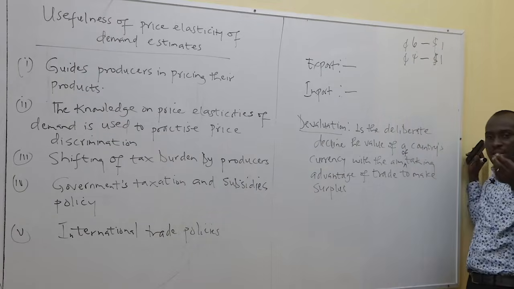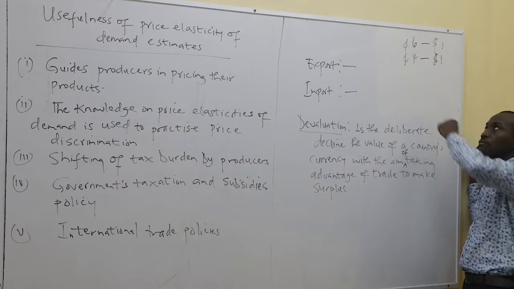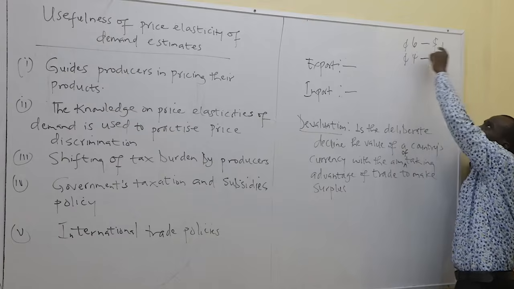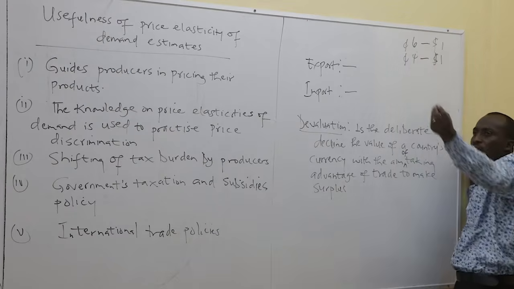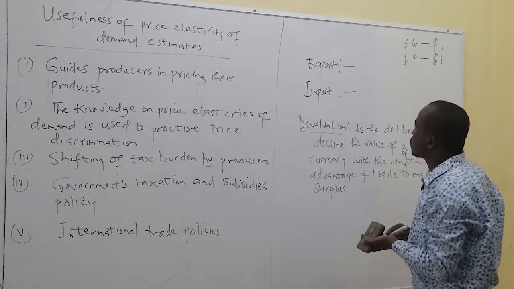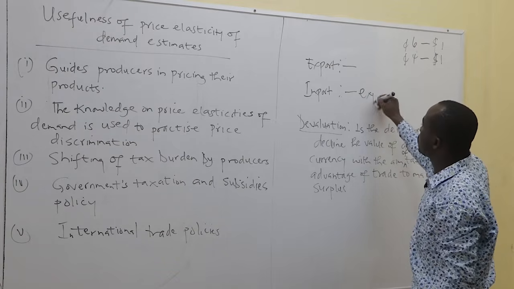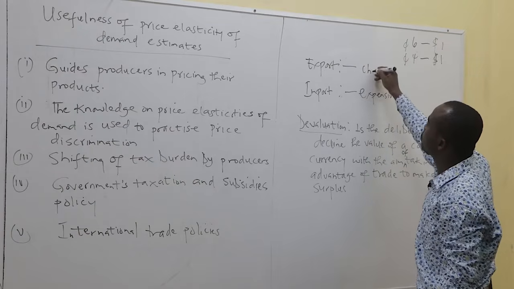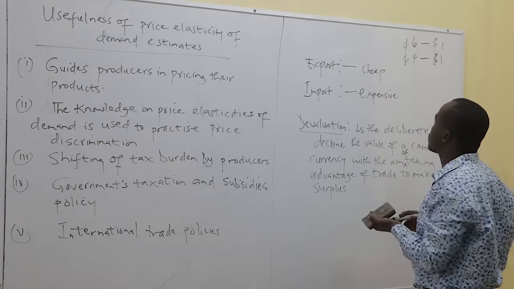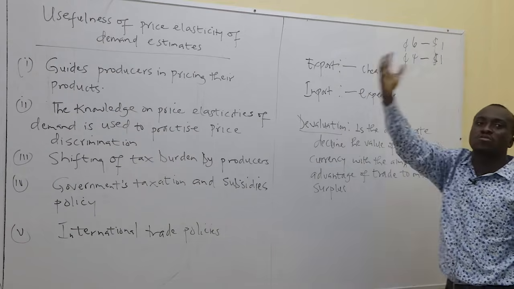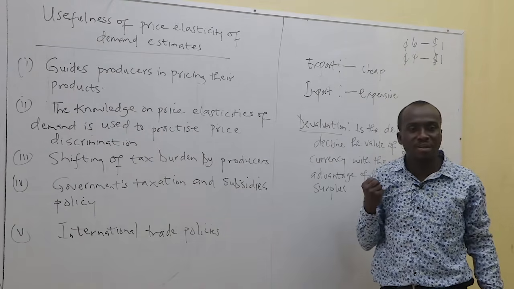That means your country's cedi has lost value. First, you're using 4 cedis to get $1. Now you're using 6 cedis to get the same dollar. So that means your currency has devalued. When your currency devalues, it makes exports expensive and imports cheap, because people need more cedis to get the same amount of dollar to import. So when they import, it becomes very expensive.